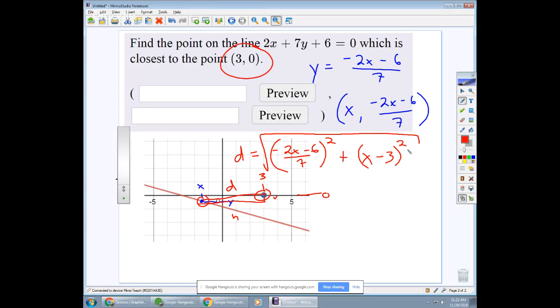Okay, so the other way I think we could do this would be to just think about geometrically what it's going to look like to be closest. So let me copy this to a new screen just for fun.